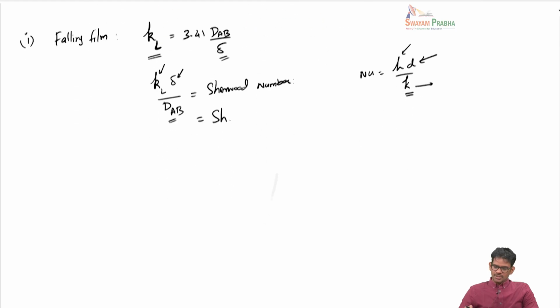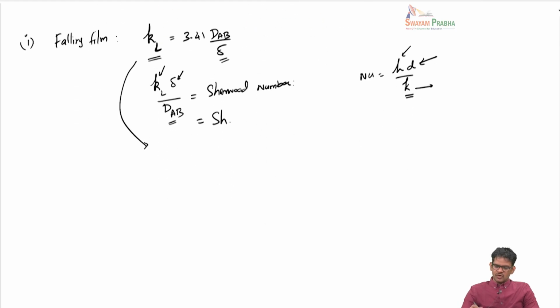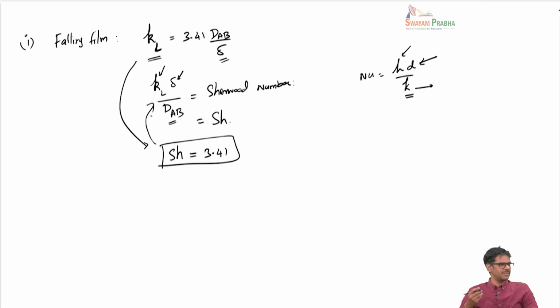So this expression in terms of non-dimensional numbers can be simply written as Sherwood number is about 3.41. Generally, information is available in terms of this non-dimensional number. Once you know the Sherwood number, you can go back to the definition of Sherwood number and calculate the mass transfer coefficient.